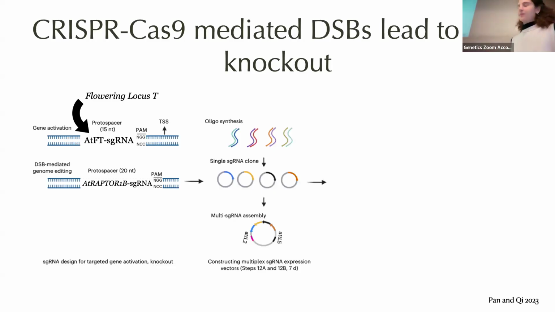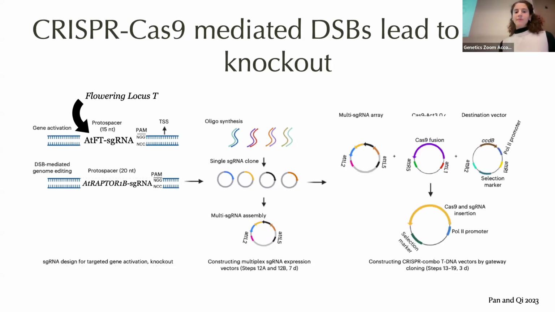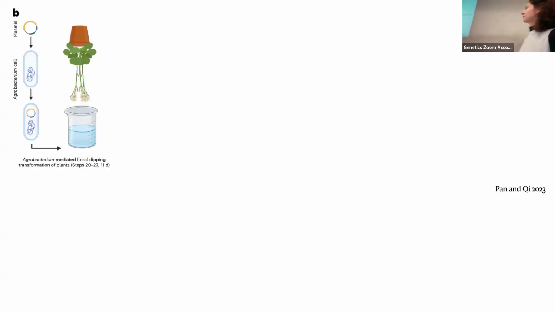And you go through all of this, you synthesize your oligos, you put them into these single guide RNA clones, you put them all together into one multiplex vector. You take all of these and put them all together into one T-DNA vector that you then put into agrobacterium through floral dip.